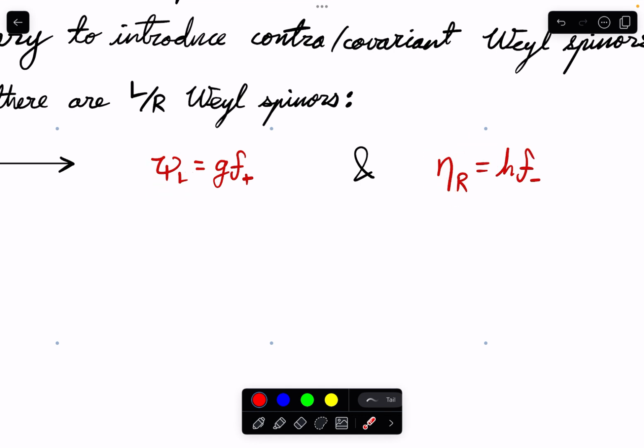I could have multiplied instead of F plus, I could have used F minus over here, and that would have made this CR, and this would have made this A to R, or A to L, but I am doing it this way just so that we have a left spinor, which we know has different components from this right spinor.